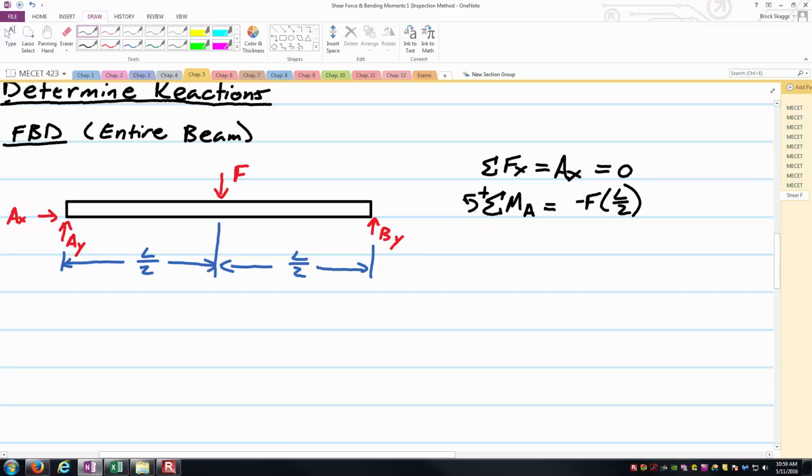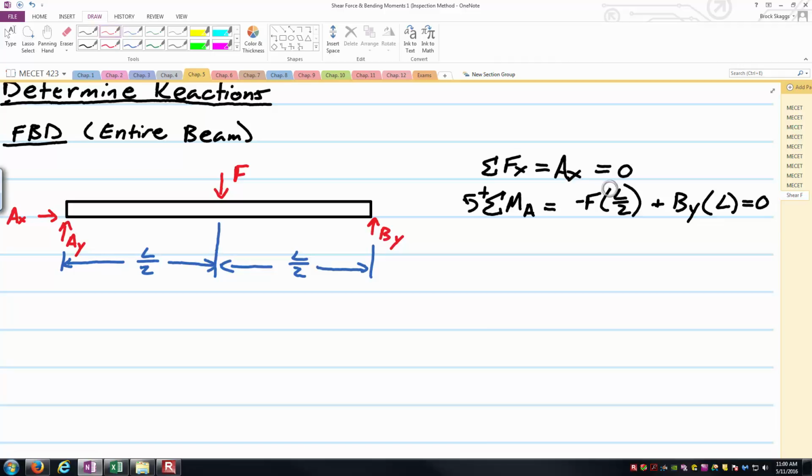Finally, the other force that we have to consider on our beam is B sub y here on the far right end. It's going to try to cause counterclockwise rotation due to the direction of B sub y and it being on the right hand side of point A. And so we have a positive moment contribution. The force is B sub y. The perpendicular distance, the length, is 2 times L over 2, or just the length. And so we can then set this equal to 0.